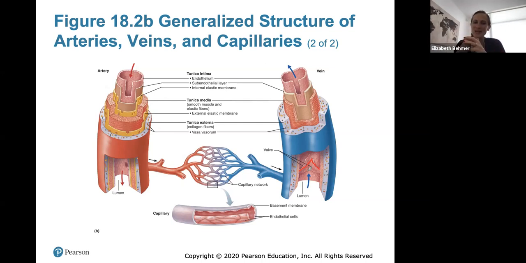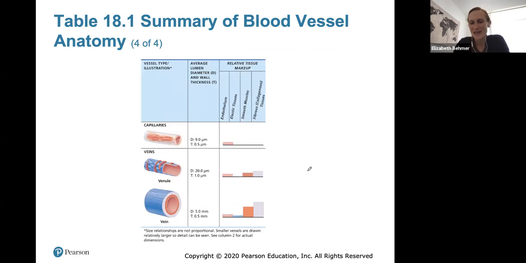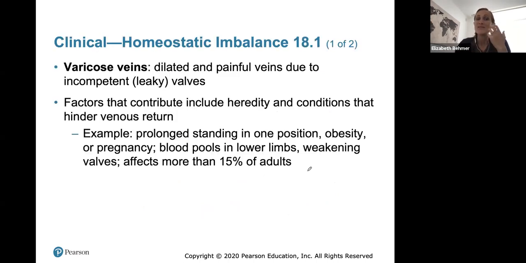And that just helps to work its way against gravity. So here we have, again, a summary of blood vessels, arteries, and veins, and the differences in diameter and lumens. Varicose veins are dilated and painful veins due to an incompetent or a leaky valve.